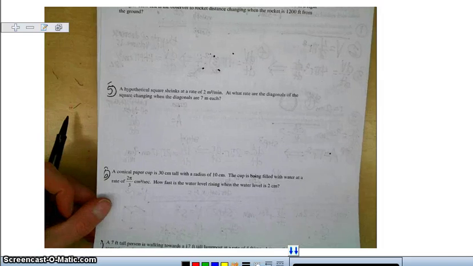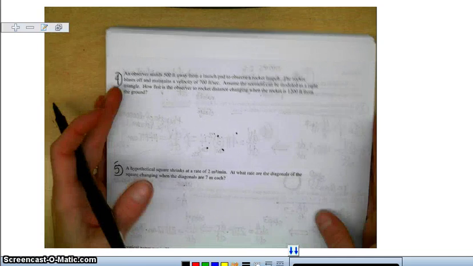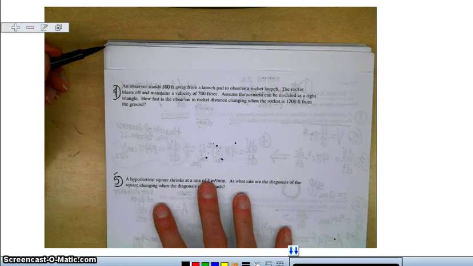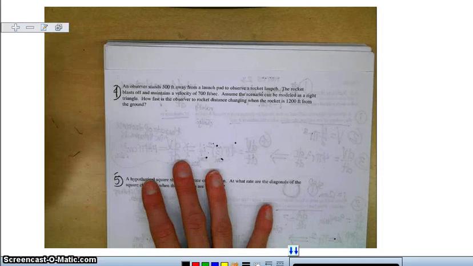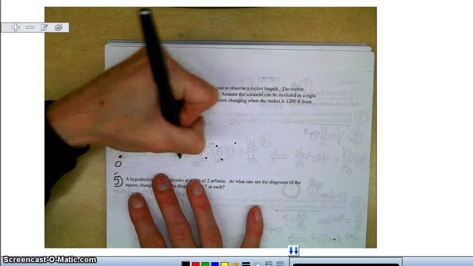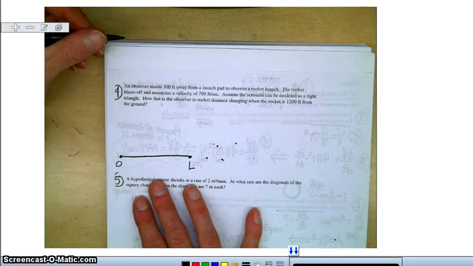All right, so this time, this is a little different problem because it's not just dealing with shape. We're dealing with a scenario, and we've got an observer standing 500 feet away from a launch pad. So I'm just going to go ahead and start drawing a picture here. A problem like this, I just need to draw a picture. So I'm just going to make 2 points. Here's the observer, and here's the launch pad. And the distance between these two is 500 feet.